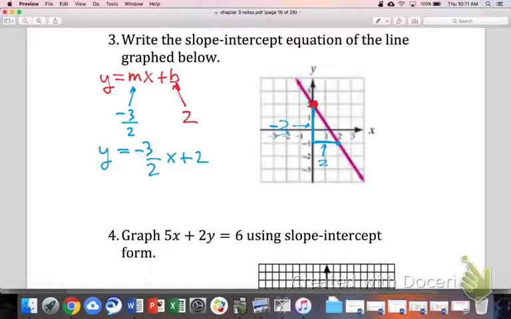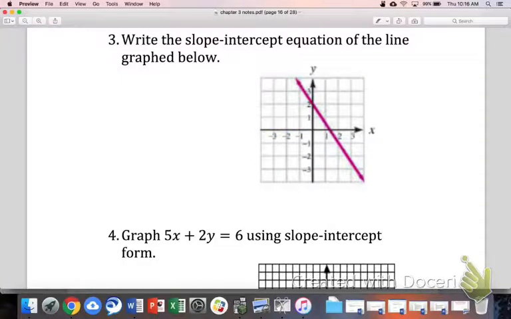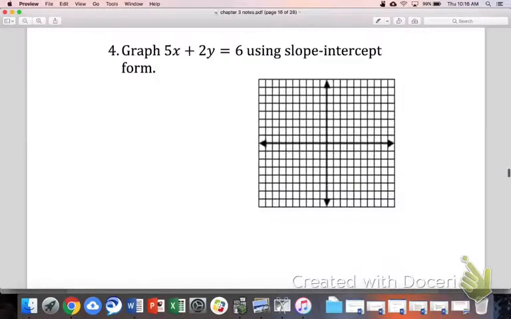And I think there's only one after that. So let's just see how this goes. Number 4, yes, this will work out just fine.